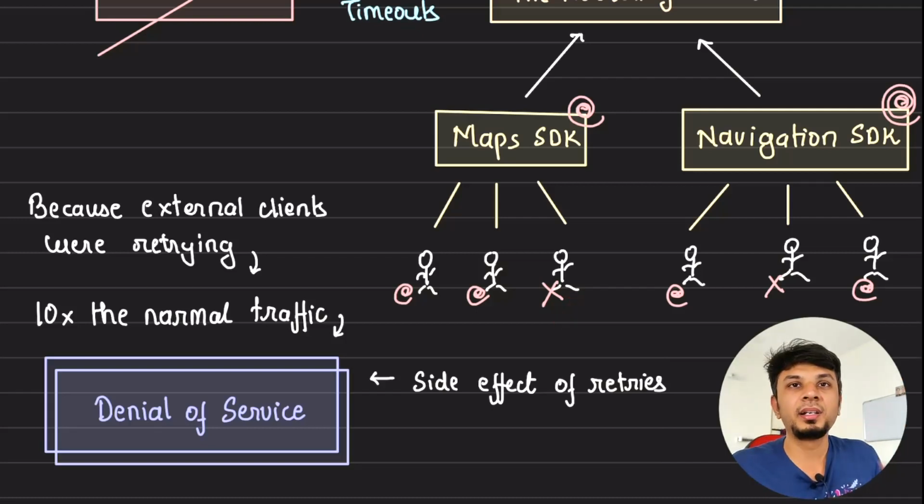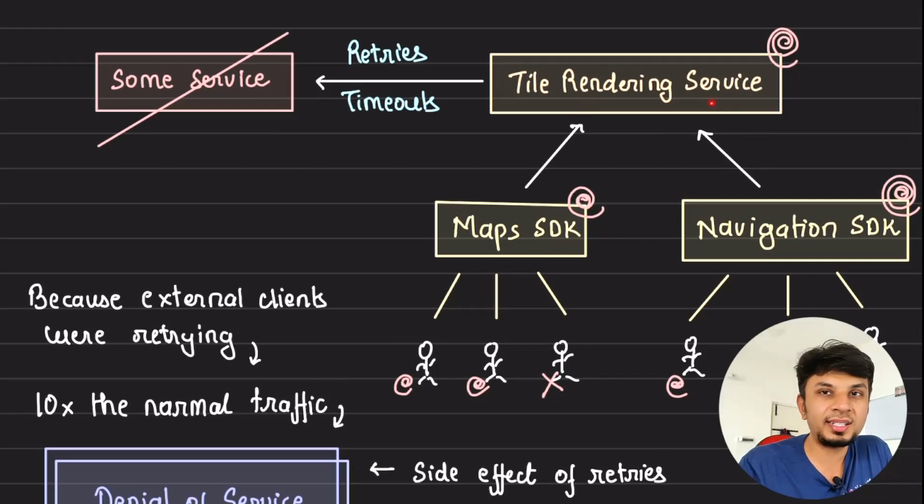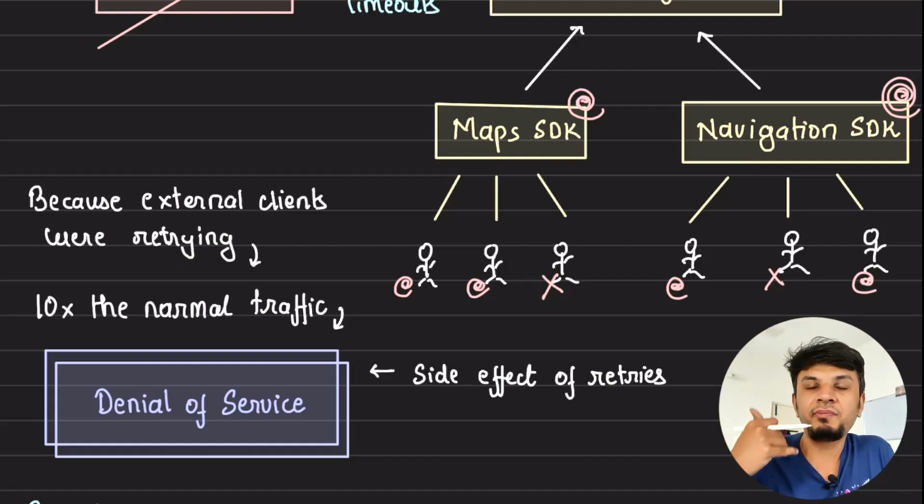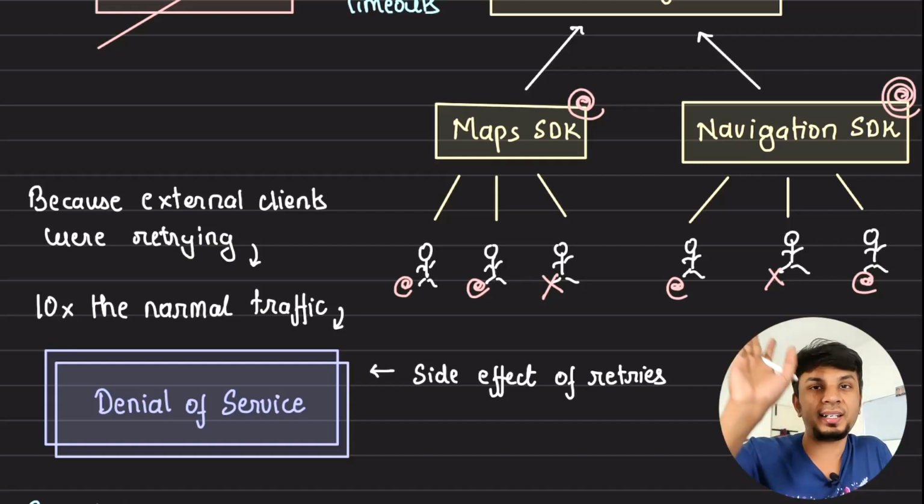Here the key part is the customer, the end user customer. This is the most interesting part of this outage. Because the Maps SDK and Navigation SDK directly depend on this tile rendering service, the external clients were retrying, as in your device, my device. Internally, it was retrying to get the tile information from the Google Maps API. So, because of that retry, the traffic went 10x.